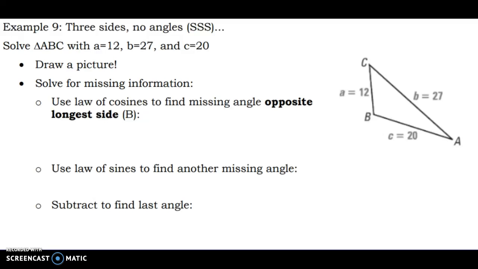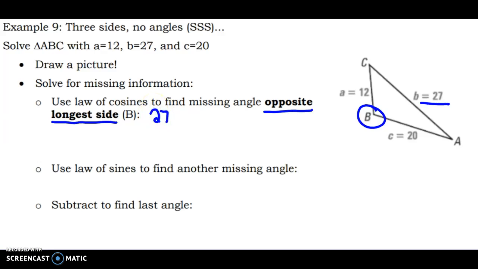For example 9, this time we're given no angles. We're given side, side, side. So first we draw a picture, and then we're going to use law of cosines to find the angle opposite the longest side. So if the longest side is side B, which is 27, then we're going to solve for angle B first.